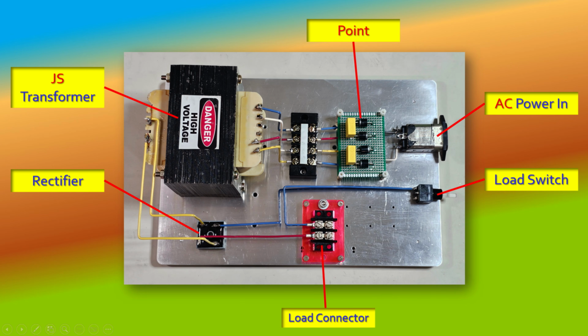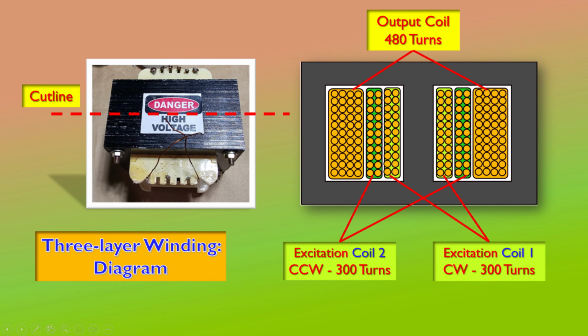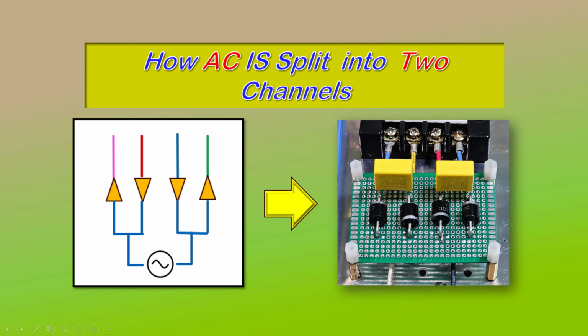This is the JS transformer. Its coil structure doesn't behave like a normal transformer, and that's why the voltage rises under load. Here's the JS transformer structure: 1 output coil and 2 excitation coils wound opposite to each other. That's the key to the voltage rise effect. This setup splits AC into 2 independent channels, one for each half of the waveform, and each channel is sent to its own excitation coil.